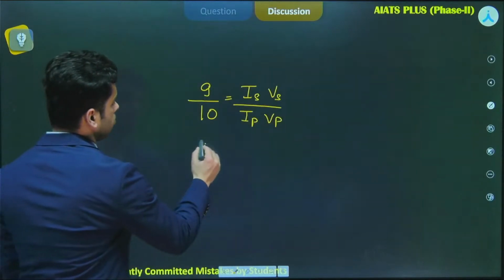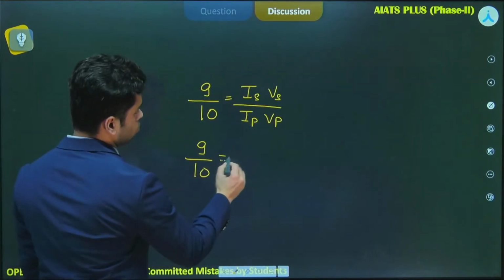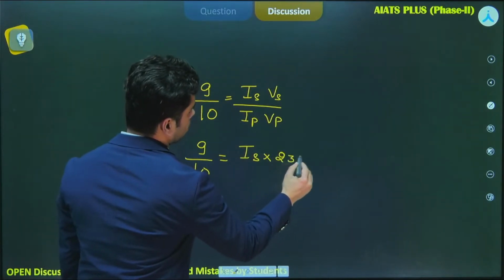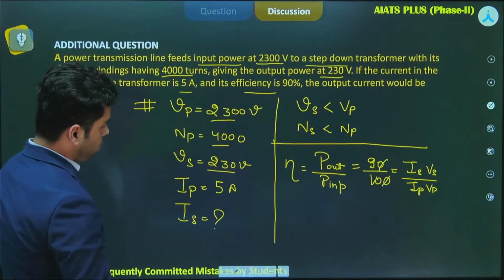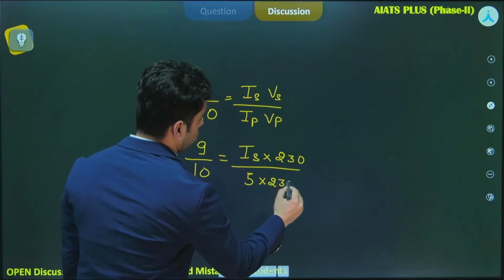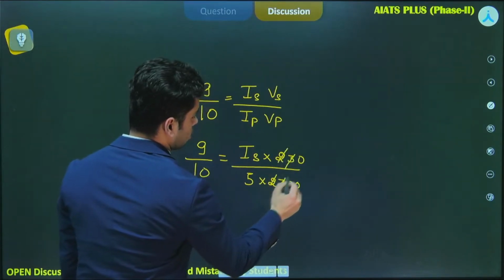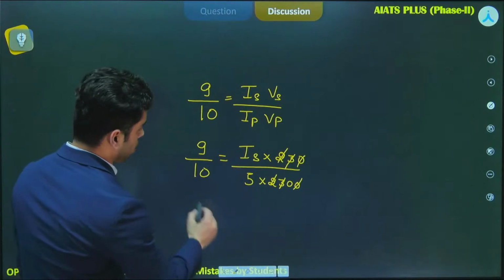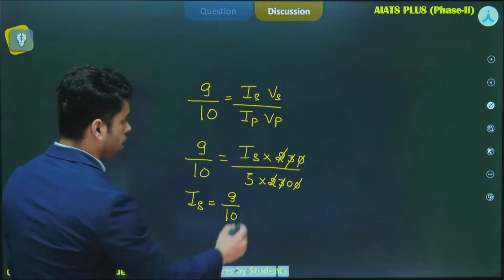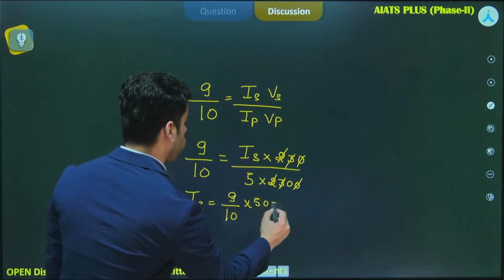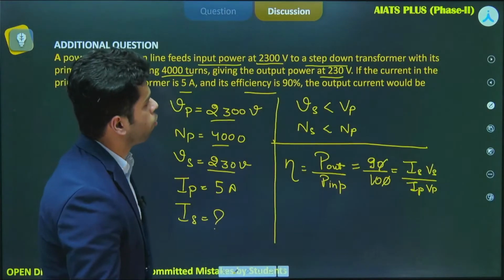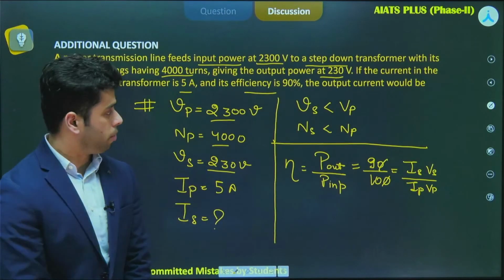So I can put the data: 9 by 10 is equal to Is, which is what I am required to find, times Vs, which is 230, upon Ip, which is 5 ampere, yes 5, and Vp is 2300. So let me cancel this. So 1 over 10 over here. So Is becomes 9 by 10 into 50, which comes out to be equal to 45 amperes. That means that the output current would be equal to 45 ampere.